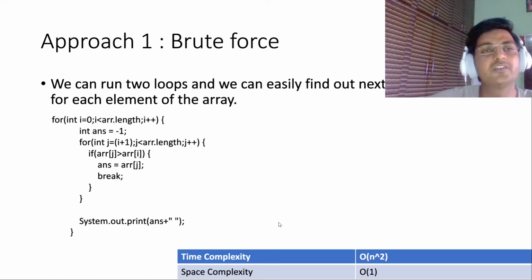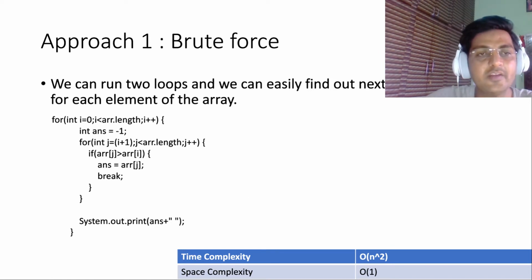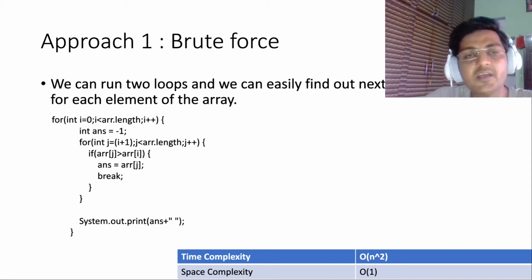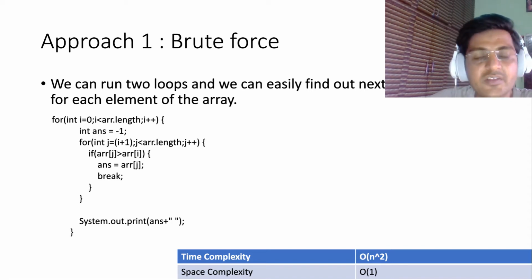The time complexity of this algorithm will be O of n square because there are two loops, a nested loop. We are not using any extra memory, so the space complexity will be O of 1. All right, so we will think about optimization now, because this is the simplest approach. Everybody can solve this question. Now we need to think about an approach which will be better than O of n square.